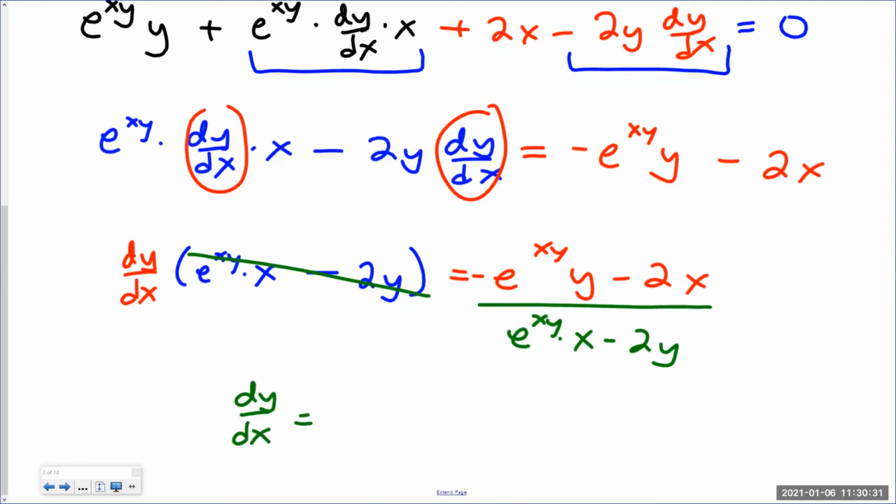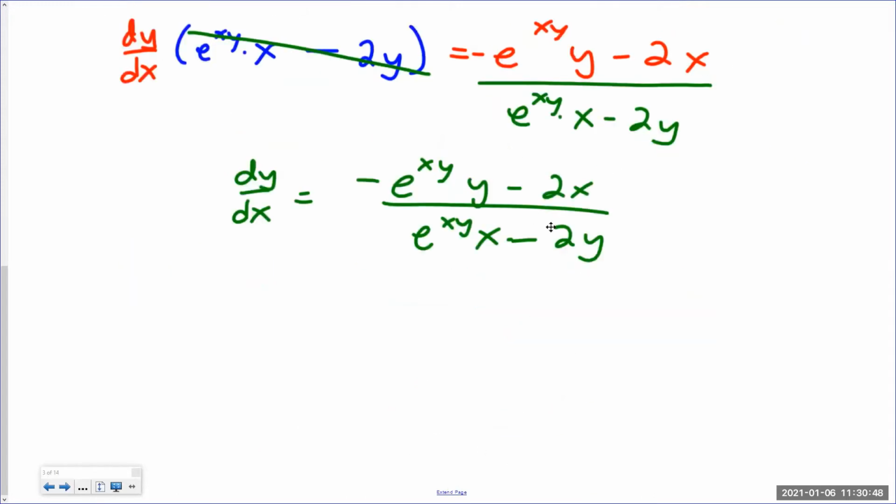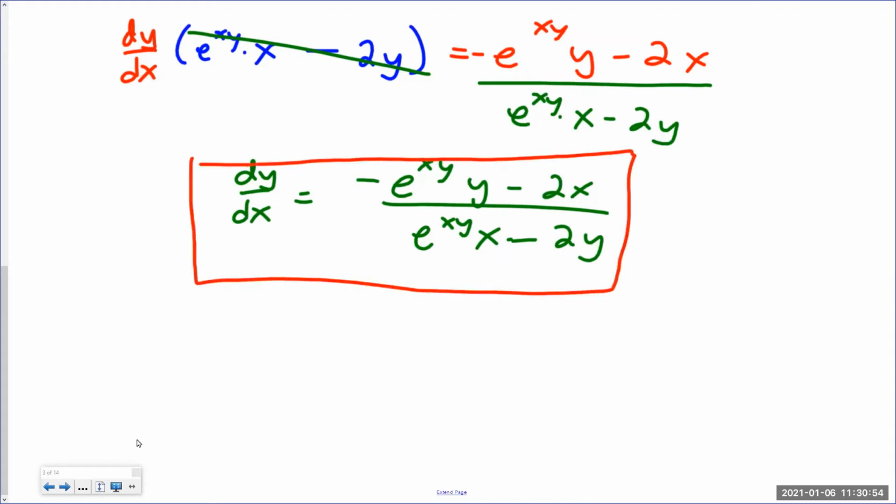I have dy dx is equal to negative e to the xy times y minus 2x over e to the xy times x, and I think that's a minus 2y. Do you remember that from a long time ago? Okay, we added a little bit of something because we learned it last year, the derivative of e to the u. We added that, but other than that, this is how you do implicit differentiation.